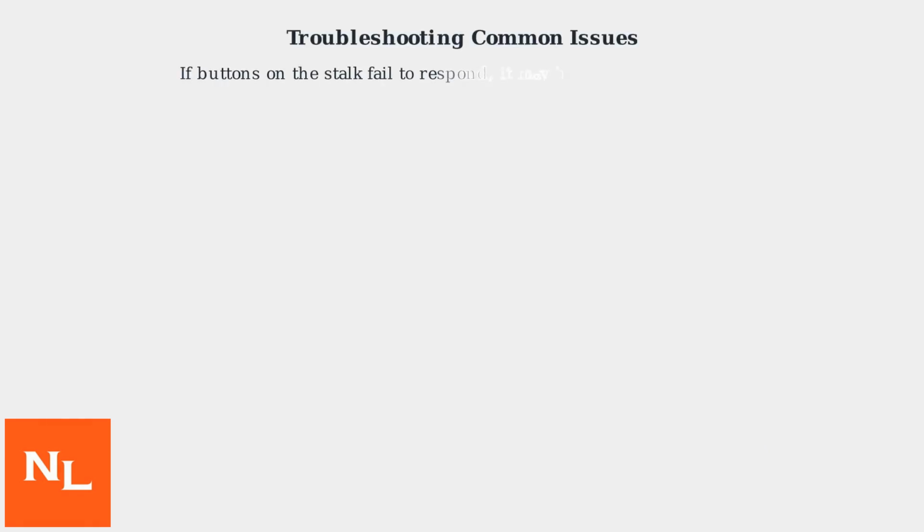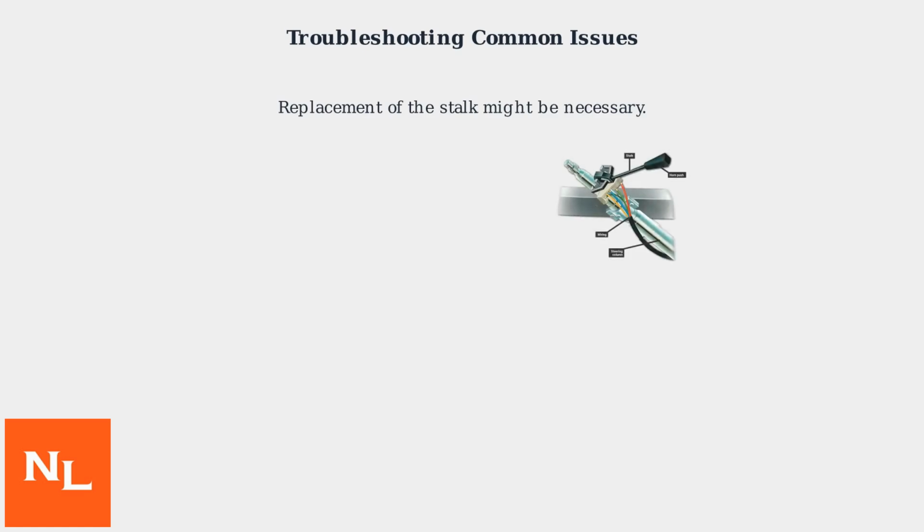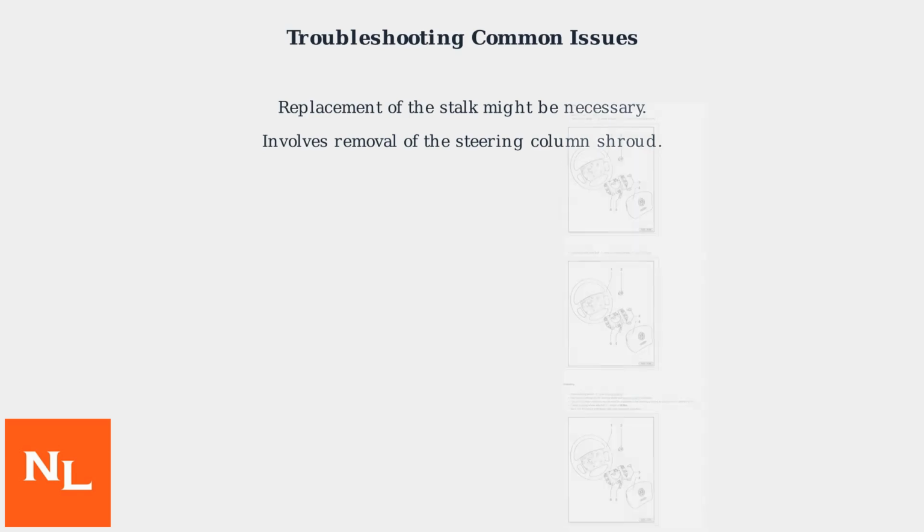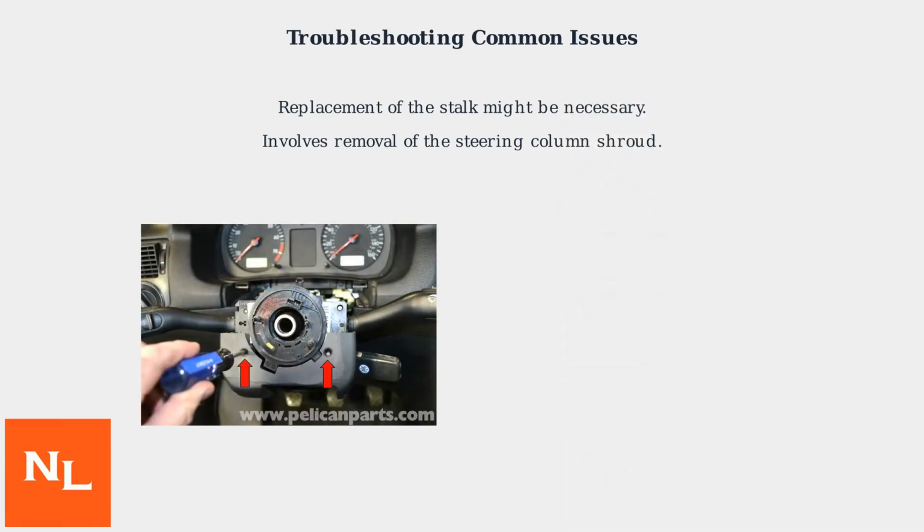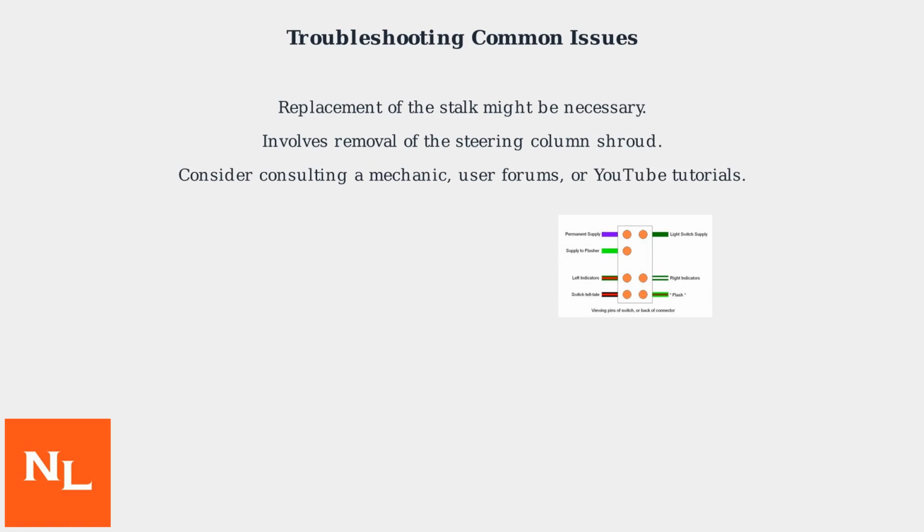If the buttons on the stalk fail to respond, it may indicate wear and tear. Replacement of the stalk might be necessary, involving removal of the steering column shroud. Consider consulting a mechanic, user forums, or YouTube tutorials for guidance.